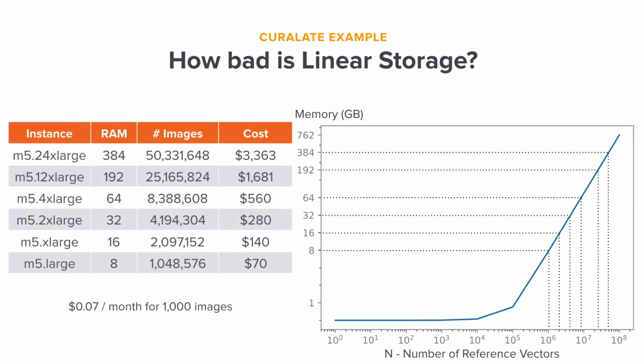Well, I can put a dollar value on these by looking at AWS costs, right? So for 50 million images, I need an M5 24XL, which has 384 gigs of RAM, which costs me $3,300 a month, yeah? And Amazon, thankfully, scales their cost linearly. So regardless of what instance I pick, I'm paying 7 cents a month to store 1,000 images. That's not so bad, but I need to store a lot of images, and we're a startup, and we need to save a little bit of money, and this will get out of control really quickly, right? The point is, this isn't great.